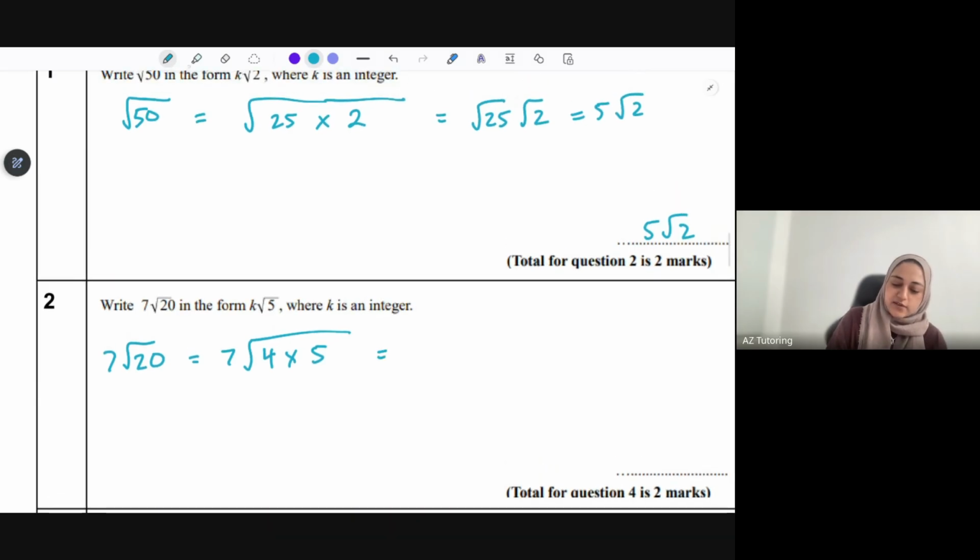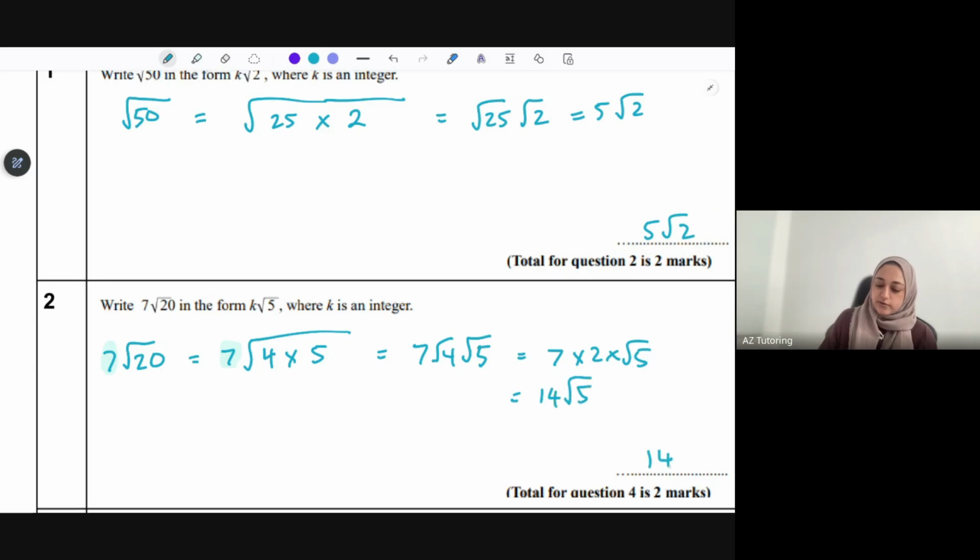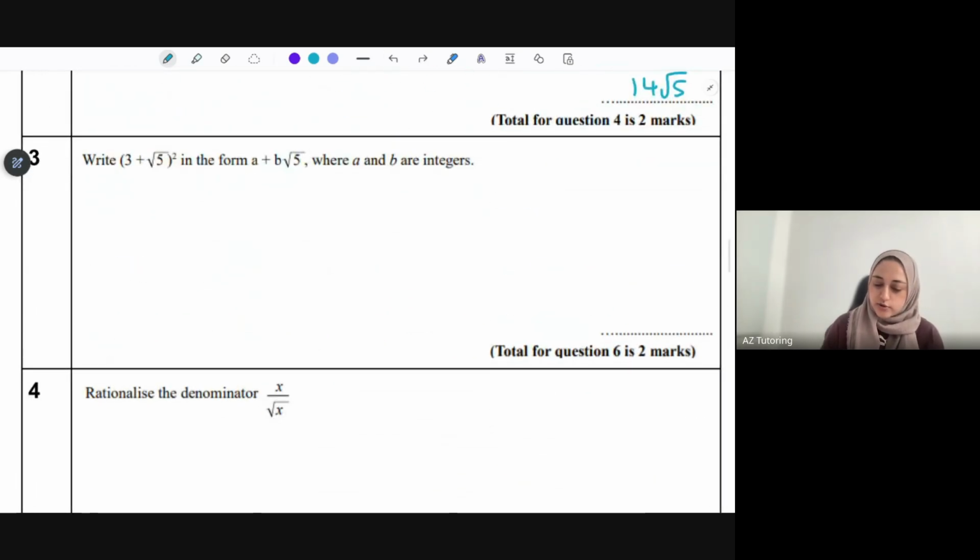Now, notice how the 7 is just following through. I'm just dealing with it as it's going through. So 7 root 4 times root 5. You should notice 4 is a square number and the square root of 4 is just 2. So we've got 7 times 2 times root 5. 7 times 2 is just 14. So we get 14 root 5. So we've put it in the form k root 5 where k is 14. So it's an integer. Okay, so let's move on.